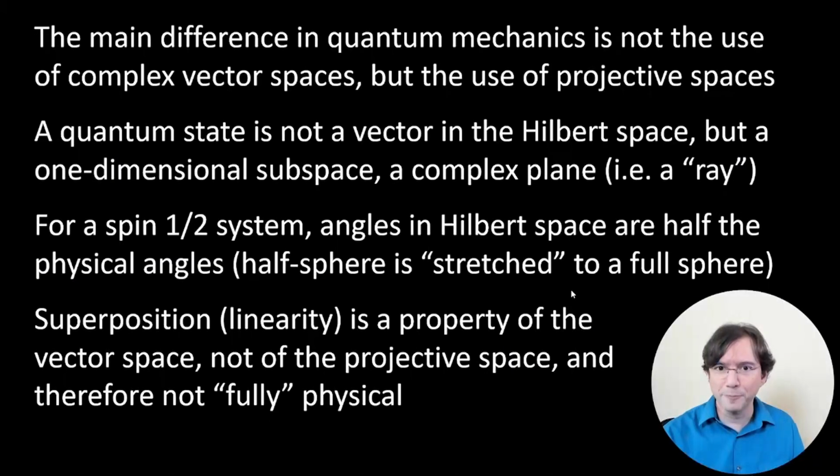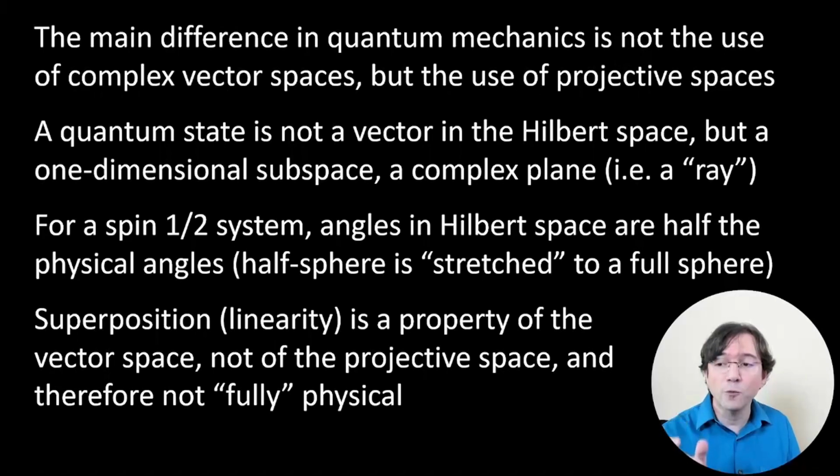Okay, so let's wrap this up. The main difference in quantum mechanics is not the use of complex vector spaces, but the use of projective spaces. This is what makes the whole apparatus feel strange, because really you have never seen a projective space anywhere else in physics, and you're probably not taught that that's what you're doing, and therefore you're doing some things, but you're not really understanding what you're doing mathematically. A quantum state is not a vector in a Hilbert space, but a one-dimensional subspace, a complex plane, or a ray, right? It's a ray in a Hilbert space.